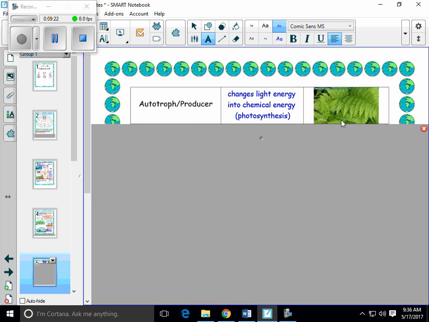So a producer or an autotroph, these are the plants. These are things that are going to change light energy into chemical energy, and they're going to do that through photosynthesis.